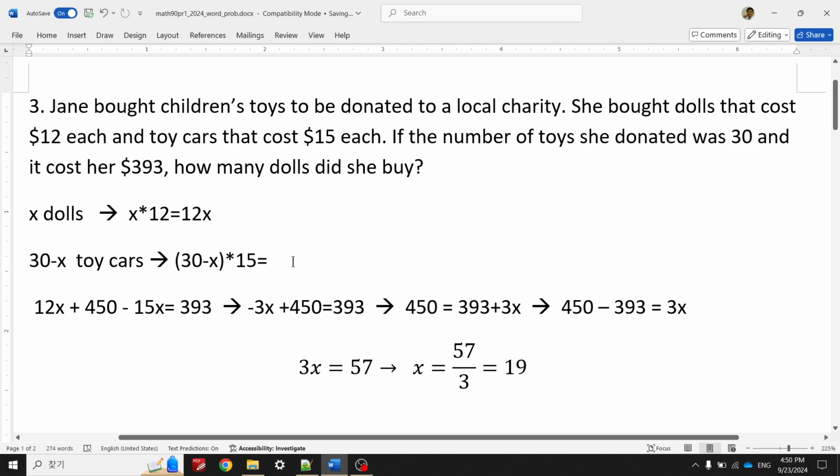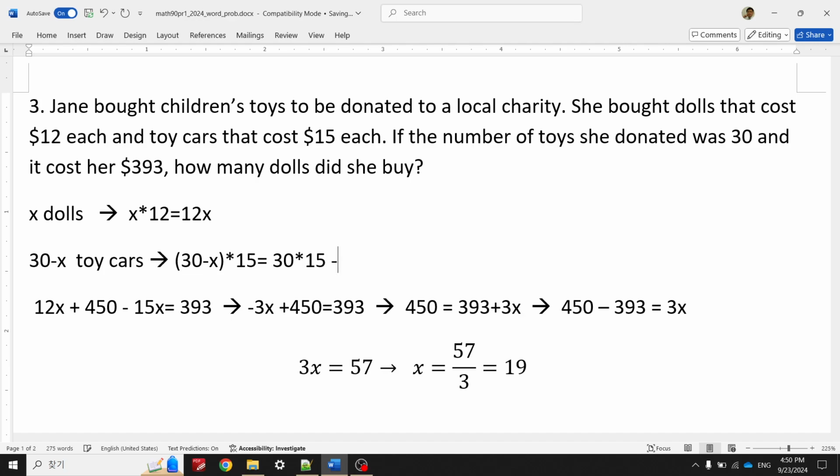So this is, you have to distribute, right? So this is 30 times 15 minus x times 15. And then if you do 30 times 15, this is 450. And this will be 15x. Is that good? All right.